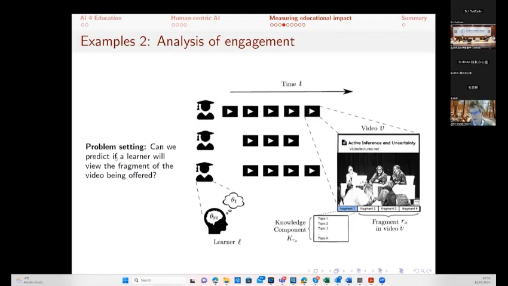So can we predict if a learner will view the fragment of the video being offered? And we have information about the topics covered in that section of the video, of course, we maybe have some model of the learner, their interests, their skills, etc. I'll talk about that. But the basic measurement we're trying to make is, will they engage, what we're calling engage, with this section of the video?